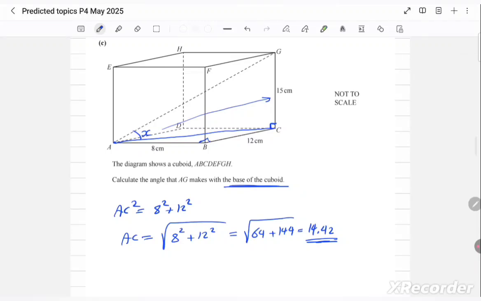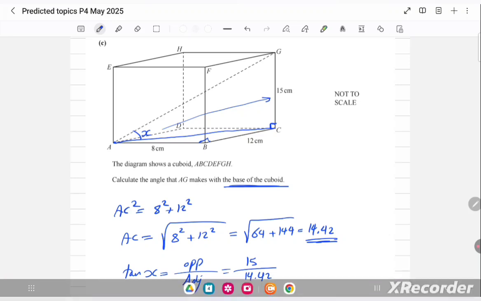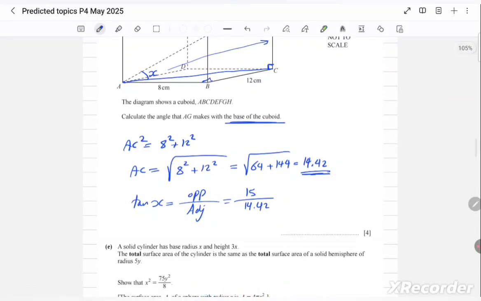Okay, so how now to find x? Tangent x equals the opposite over the adjacent. So the opposite, which is 15, divided by the adjacent, which is 14.422. Okay, so let's use the calculator for this, but before using that, x equals tan inverse of this, 15 over 14.42.